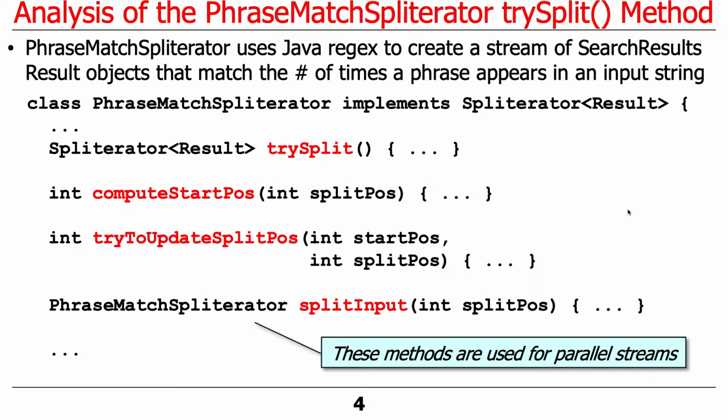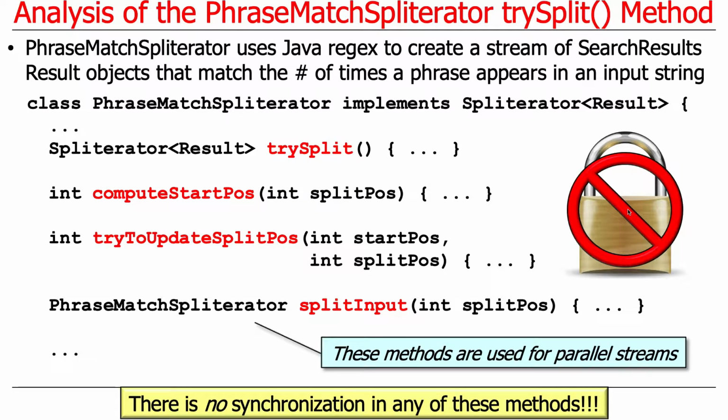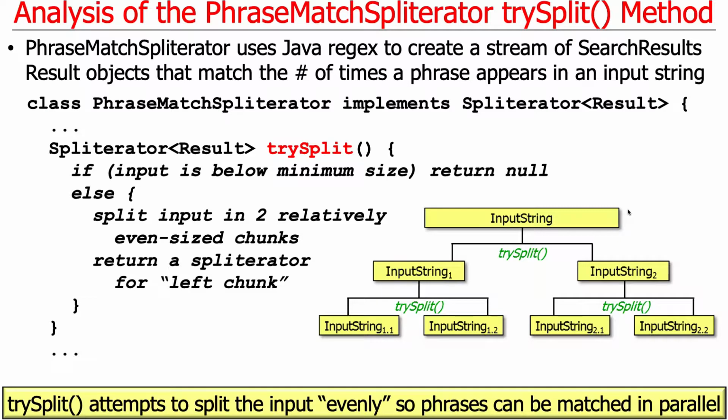Now we're going to focus in on the trySplit method. trySplit uses several helper methods because it's actually very complicated, for reasons you'll see in a second. These are the methods that are used for parallel streams as opposed to sequential streams. Notice as we go through this, there's no synchronization of any kind used in any of these methods. That's by design. The splitting process does not occur in multiple threads at the same time. It only ever occurs in one thread. Then the chunks that are split off are thrown into the fork join pool and stolen by other threads in the pool. So we don't need to worry about any locking.